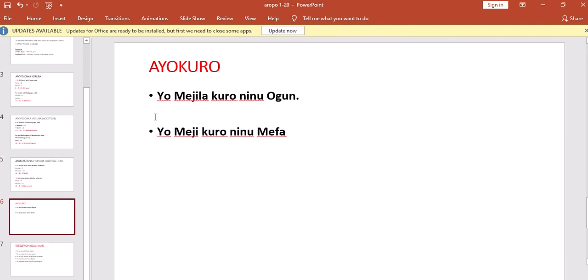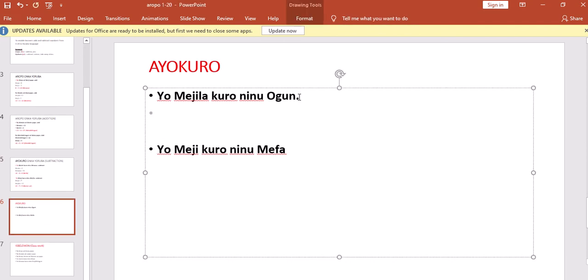Okay, we'll do this together. Ìbéèrè kẹta sọ pé yọ méjìlá kúrò nínú ogún. Kí ni yọ? Subtract. This question is subtraction. So méjìlá, kí ni méjìlá? Méjìlá is 12.